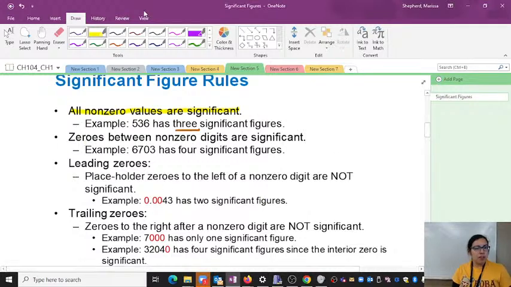The next one is what I call the captive zero rule. This also makes sense. Anytime you have a zero between non-zero digits, they're significant. So you have this zero trapped between these two non-zero numbers. In this case, 6,703 has 1, 2, 3, 4 significant figures.